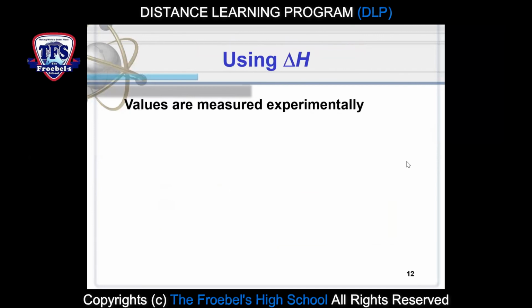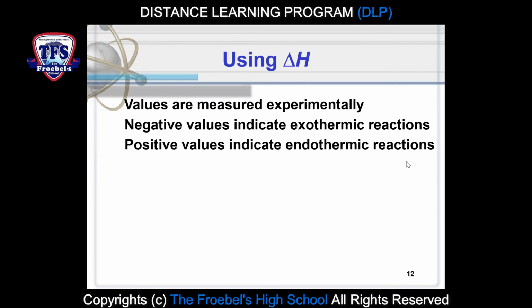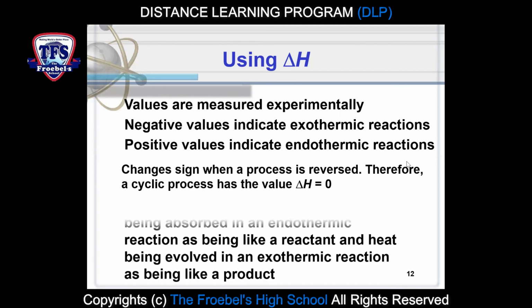Delta H is used to measure the energy change, whether the reaction is endothermic or exothermic. Negative values always indicate an exothermic reaction. Positive values indicate an endothermic reaction. And the sign changes when a process is reversed. Therefore, a cyclic process has the value of delta H zero.